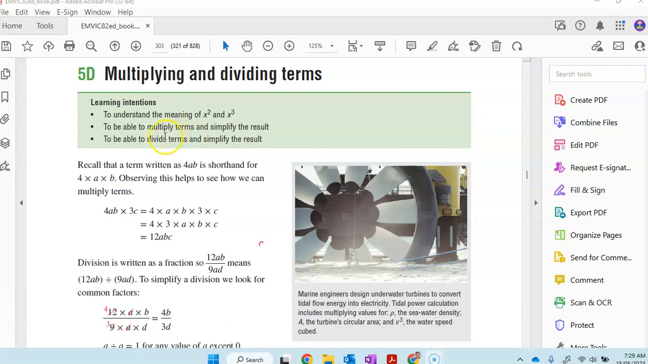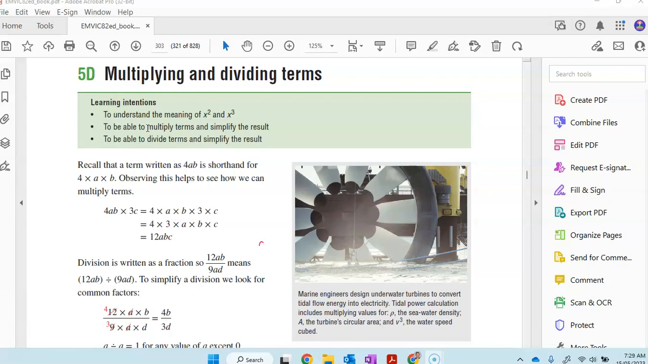Of course, our learning intentions for this section are to understand the meaning of x squared and x cubed. That means x times x, and x cubed, or x to the power of 3, means x times x times x. And we want to be able to multiply terms and simplify the result, which means reduce them down to the lowest number of terms, or cancel them down. And also, we want to be able to divide algebraic terms and simplify them, again, reduce them down.